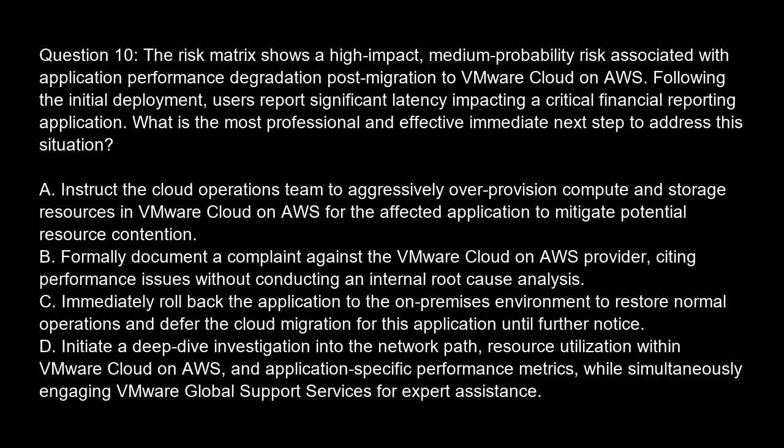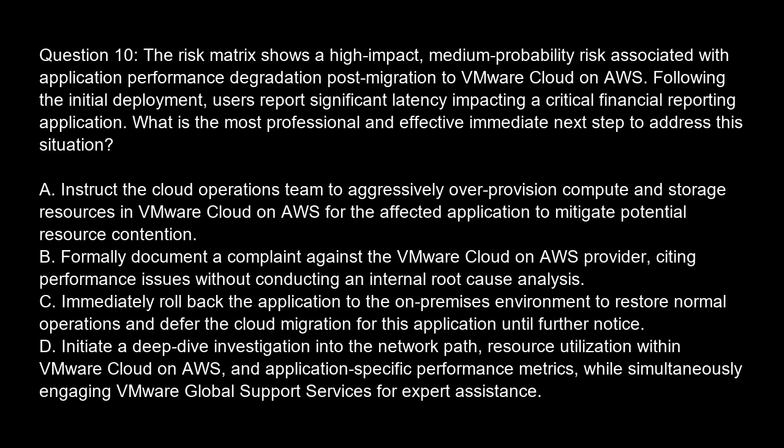Option A. Instruct the cloud operations team to aggressively over-provision compute and storage resources in VMware Cloud on AWS for the affected application to mitigate potential resource contention. Option B. Formally document a complaint against the VMware Cloud on AWS provider, citing performance issues without conducting an internal root cause analysis.